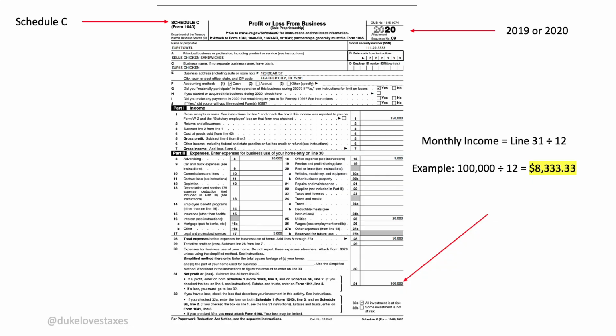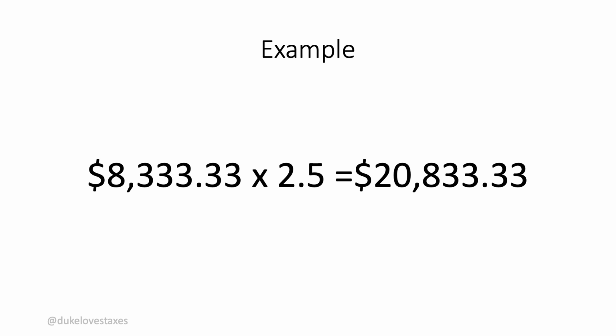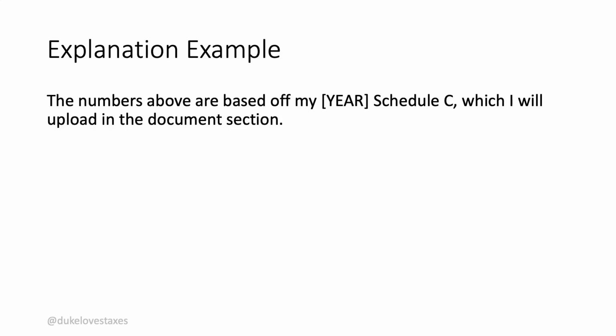Back to our example, you see that our monthly income is this $8,333. We'll multiply that by 2.5, and that will give us our estimated loan amount. So in this case, the estimated PPP loan amount is $20,833.33.